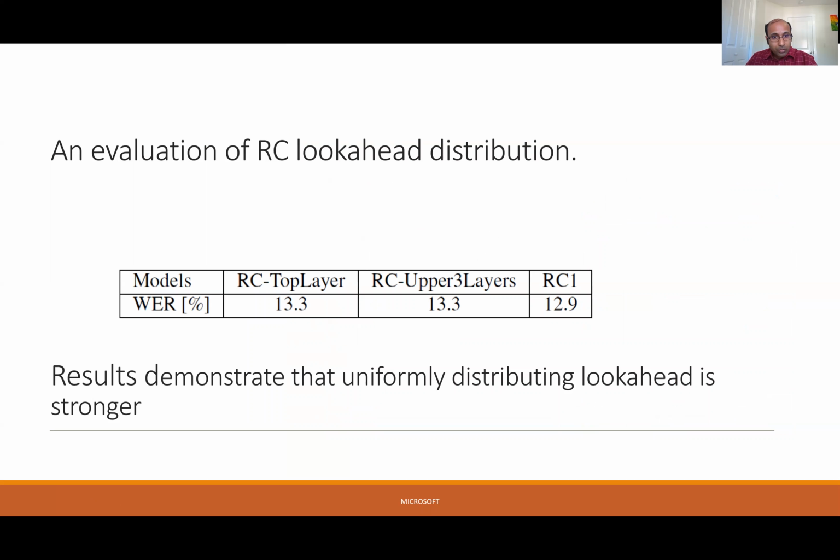In prior work, we found that distributing the look ahead to all the layers is effective. We conduct a similar experiment in the RC model structure, where we keep all the look ahead at either the top layer or the upper 3 layers, equally distributing them. In total, 6 future frames are being used. We also see that RC1 is still a better choice. That is, we get stronger results by equally distributing future frame information to all the layers.